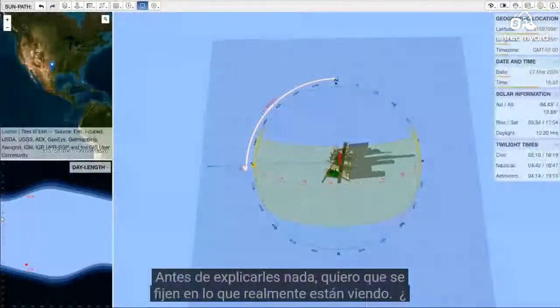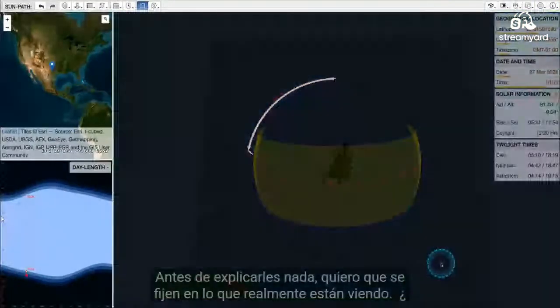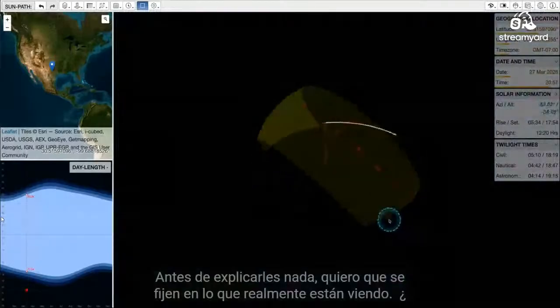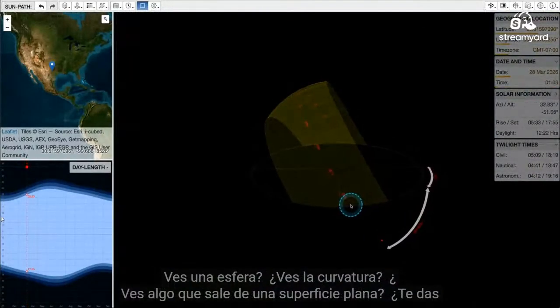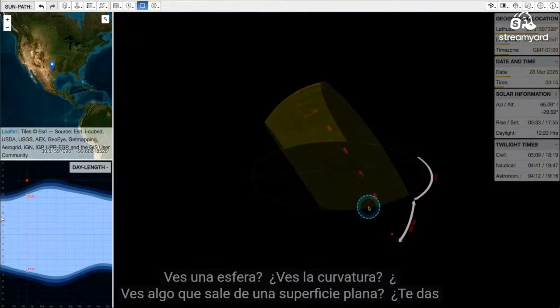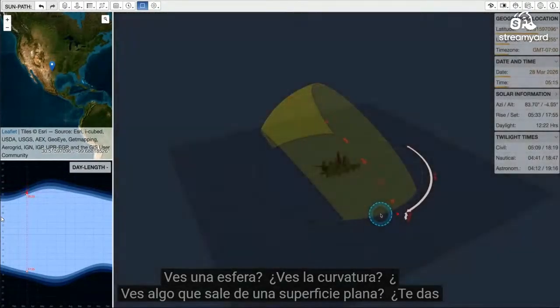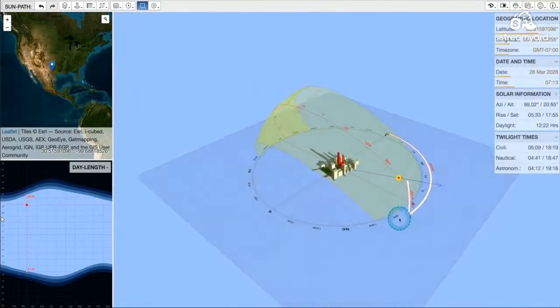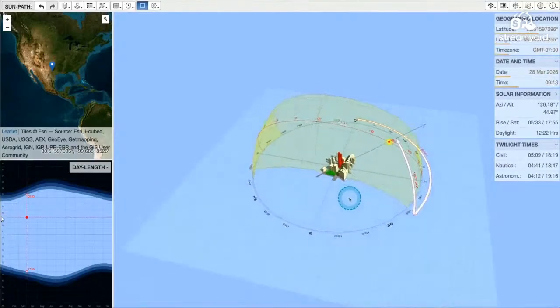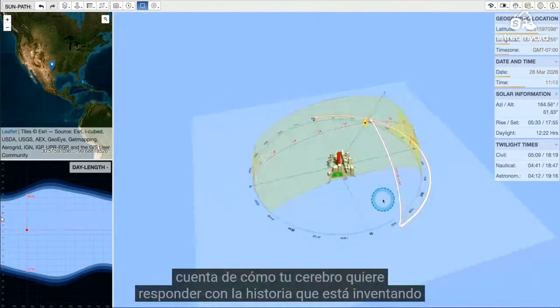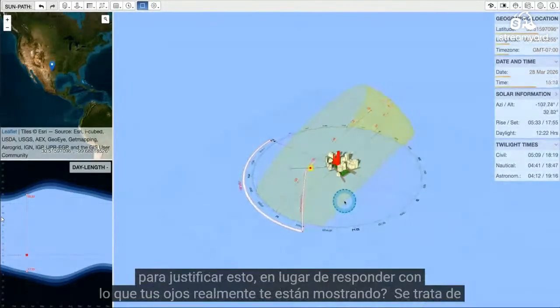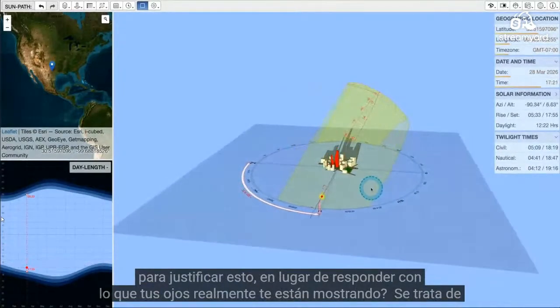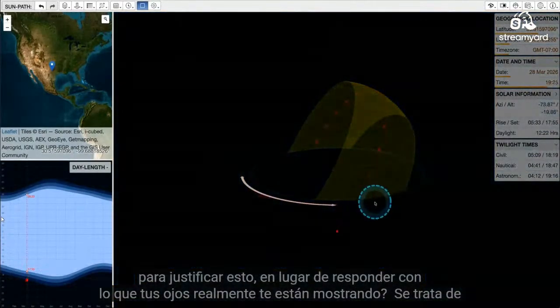Before I explain anything, I want you to notice what you are actually seeing. Do you see a sphere? Do you see curvature? Do you see something coming out of a planar surface? Can you notice how your brain wants to answer with a story it's concocting to justify this, instead of answering with what your eyes are actually showing you?